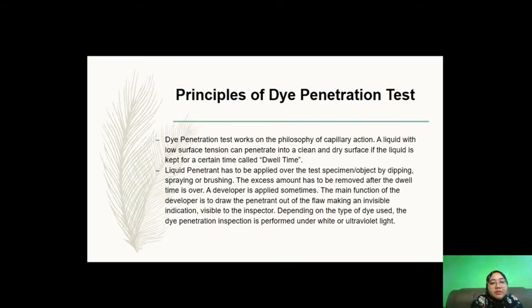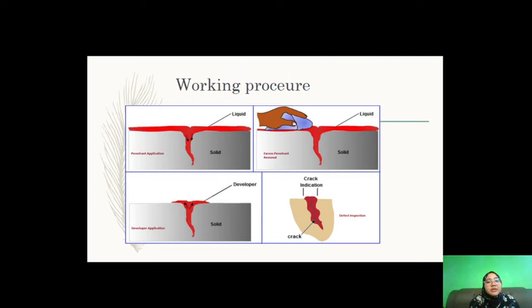Second, liquid penetrant has to be applied over the test specimen object by dipping, spraying or brushing. The excess amount has to be removed after the dwell time is over. A developer is applied sometimes to draw the penetrant out of the flaw, making an invisible indication visible to the inspector. Depending on the type of dye used, the dye penetration inspection is performed under white or ultraviolet light. This is the working procedure.